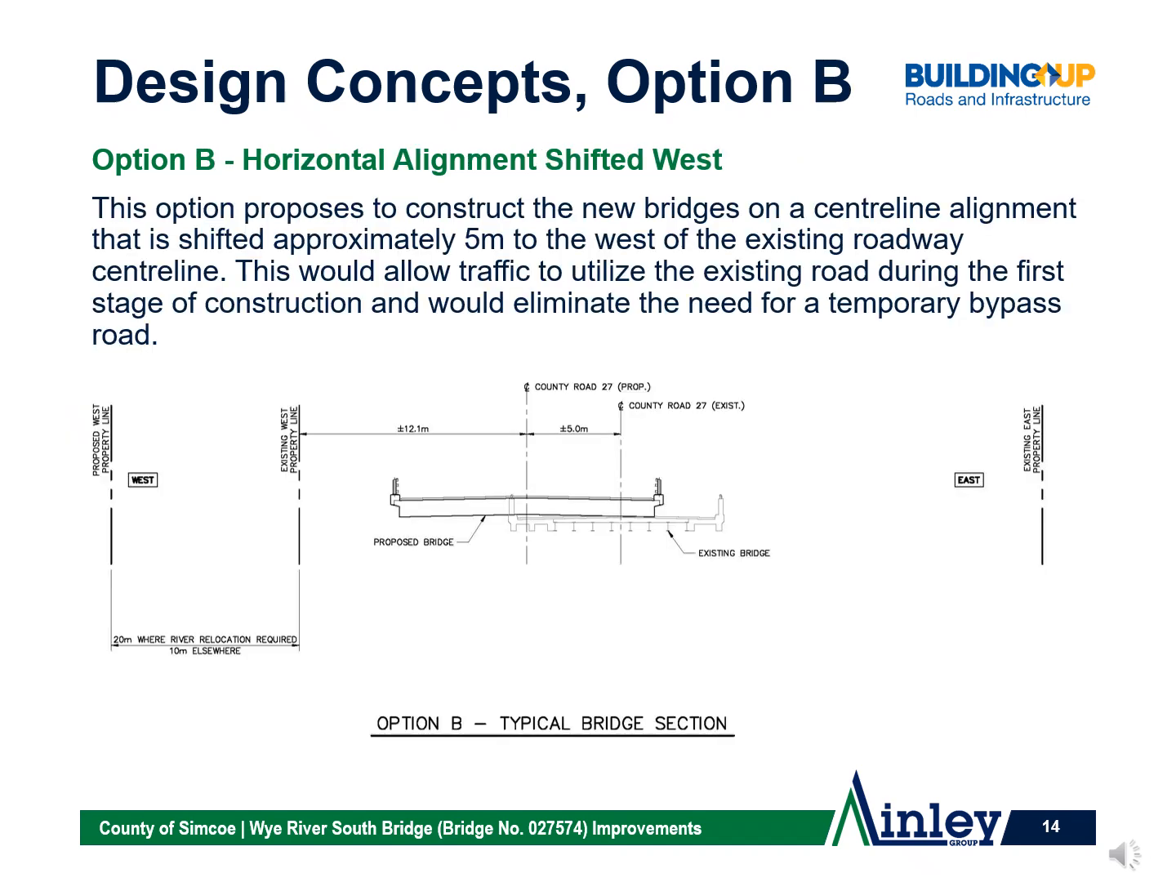For design concept option B, it is proposed to have the new bridges on a horizontal alignment that is shifted approximately 5 meters to the west of the existing roadway centerline. This offset would allow traffic to utilize the existing road during the first stage of construction and would eliminate the need for a temporary bypass road.